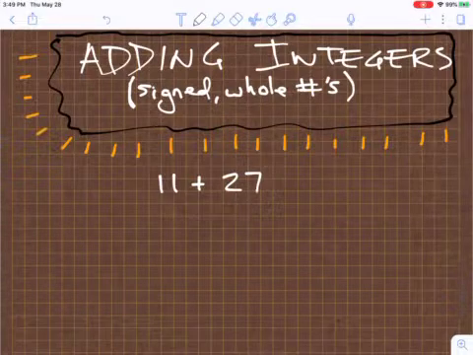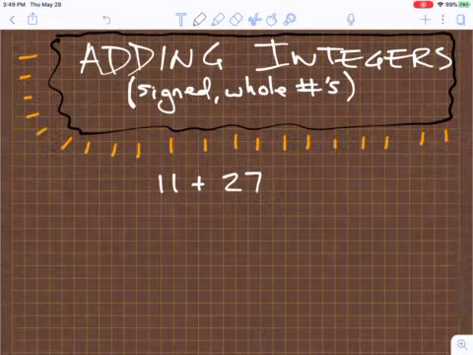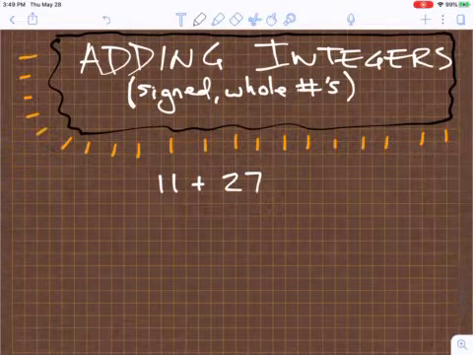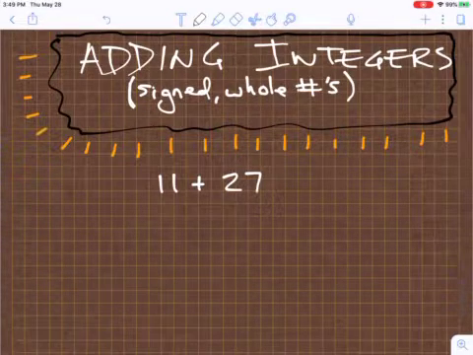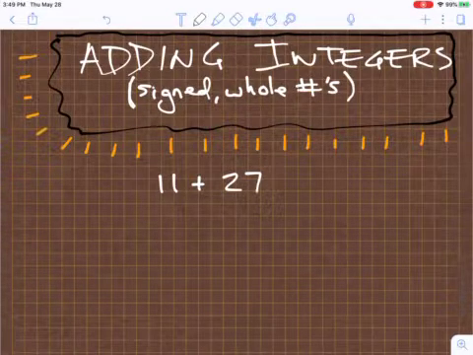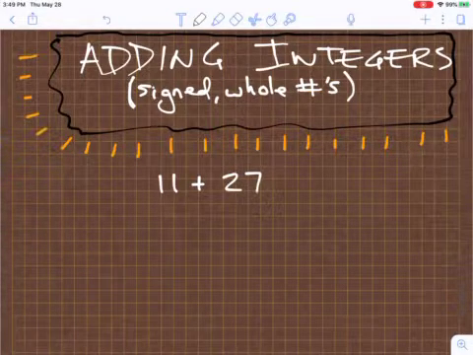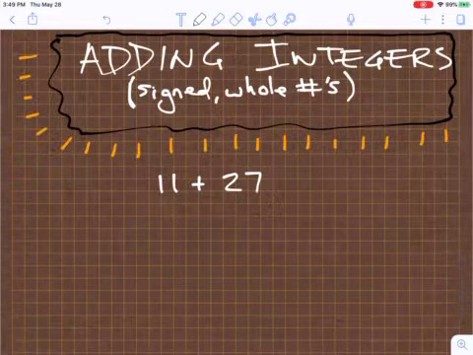The difference between an integer and a whole number is that an integer includes negative numbers, whereas whole numbers are 0, 1, 2, 3, 4, going up by ones up to infinity. And natural numbers are the same thing as whole numbers, except you don't include zero. So that's your quick little number theory lesson. But integers is what we're interested in.